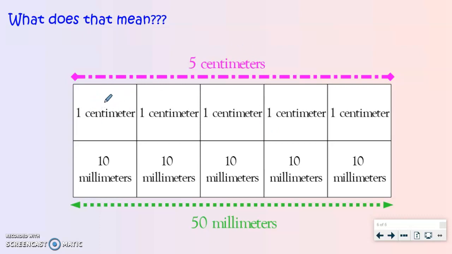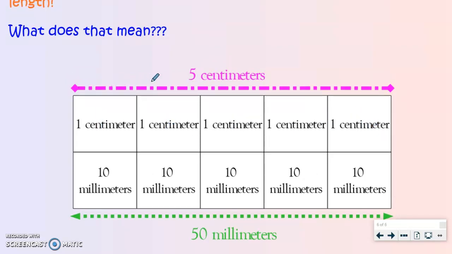So here I have different units. Each of these blocks is 1 centimeter. But remember, we said that 10 millimeters equals a centimeter. So down here I have 10 millimeters. And I have 5 centimeter blocks lined up here. So I can say this length is 5 centimeters, right? 1, 2, 3, 4, 5.